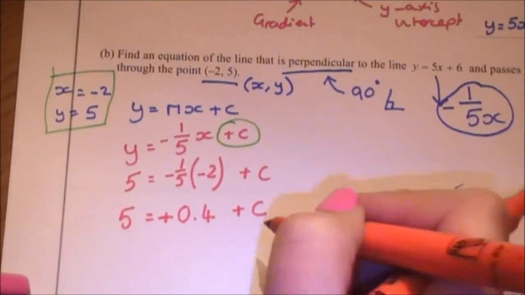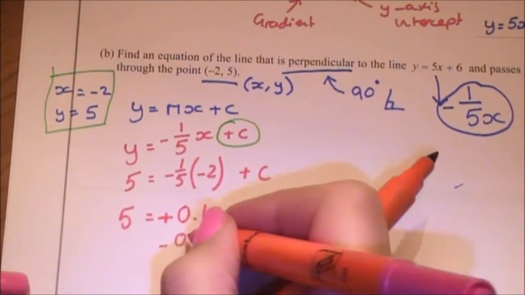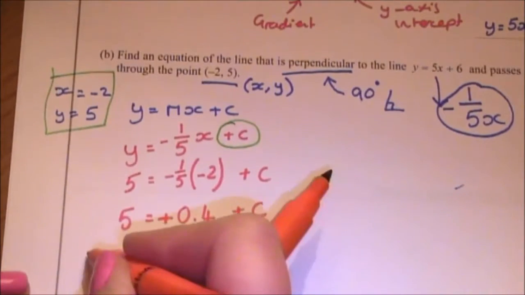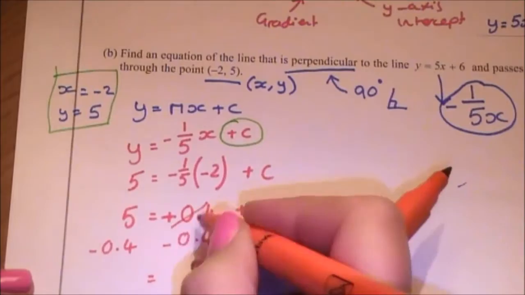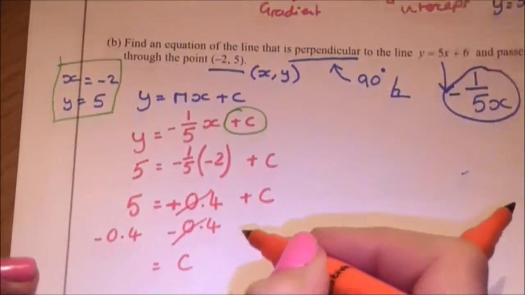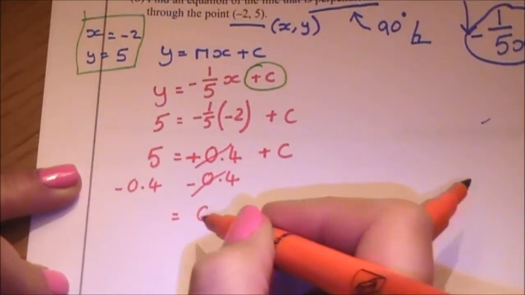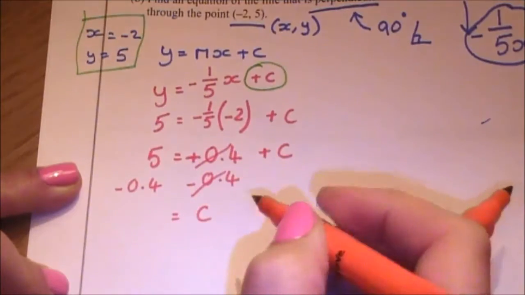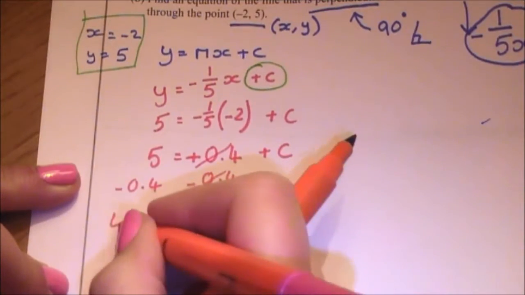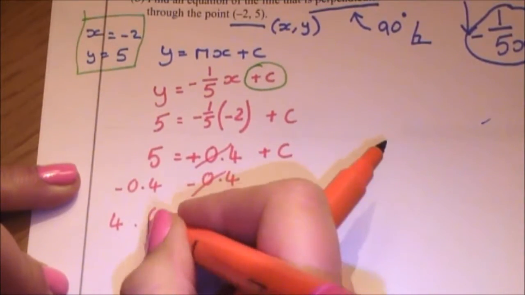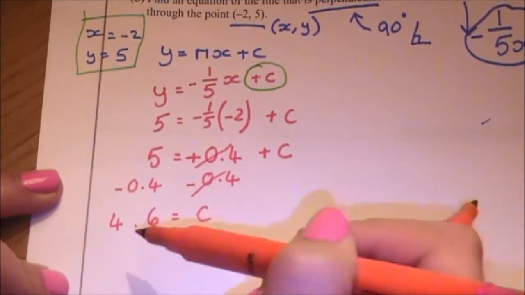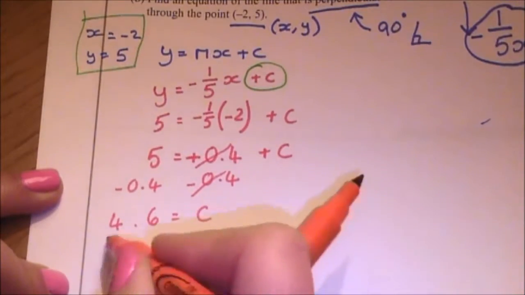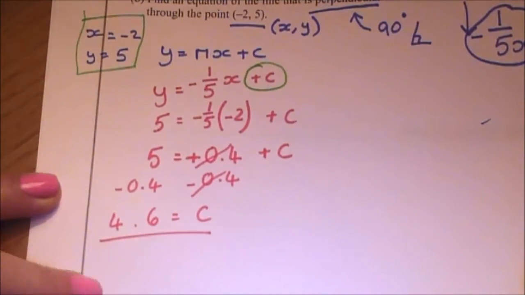Now, I solve to find c, so I need to get rid of that 0.4. So I subtract it away on both sides. So it cancels out there, leaving me with just c. And c is equal to 5 take away 0.4, which is 4.6. Or you may think of it as £5 take away 40 pence is £4.60. So now I know that c is 4.6.